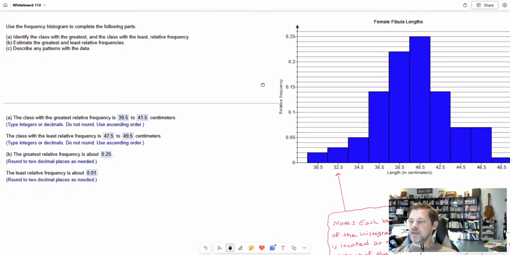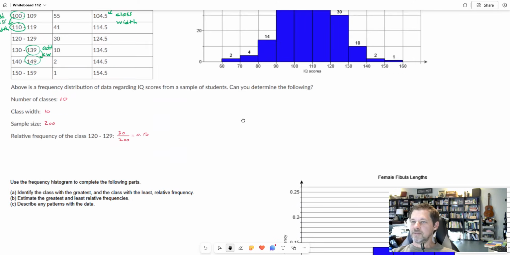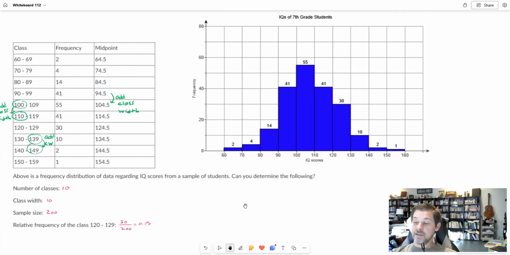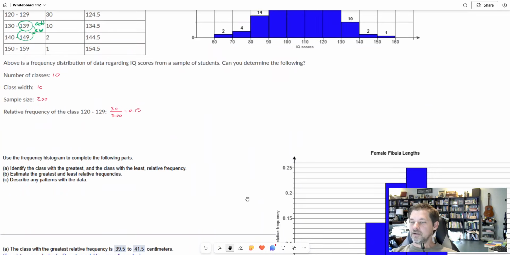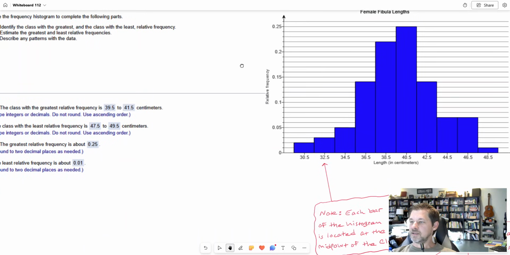Now, I get a histogram here, and it's a lot like the one I was just talking about, but there are a few things that are different. So here, the bars represent the frequency. If this bar goes up to 55, it means 55 students were in that class. But I notice here, these are relative frequencies, okay? So I might say, well, see this bar goes up to 0.25. So it's like 25% of the data is represented by this bar.